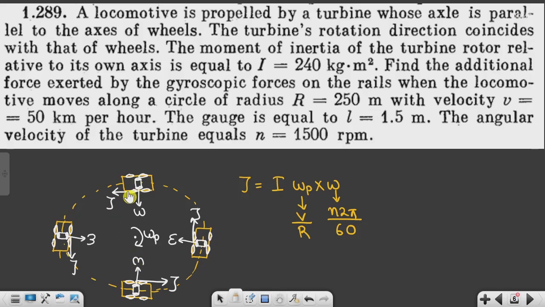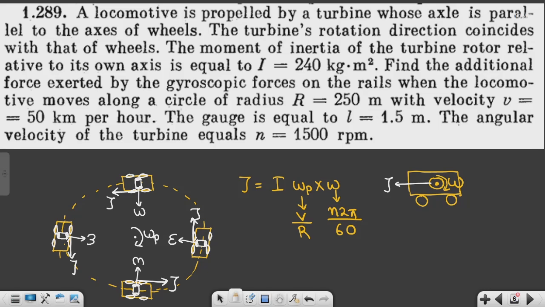Now we'll see the same railroad from side view. That means I'm standing on the ground and seeing the same railroad. These are the wheels. This is a turbine. The angular velocity of the turbine is towards you. This is omega, and this will keep changing as the thing rotates. And in which direction is the torque? The wheels are rotating clockwise, the turbine is also rotating clockwise, with angular velocity omega given out here. The torque is nothing but in this direction.